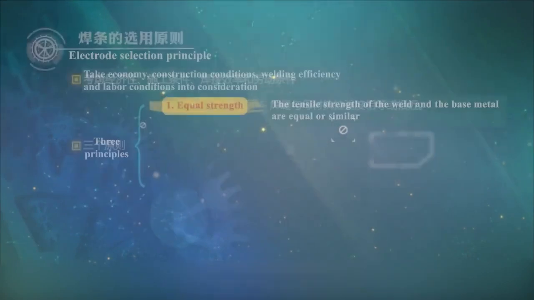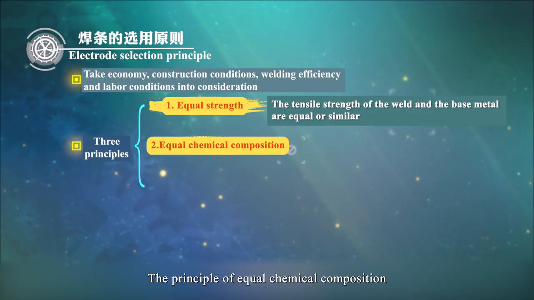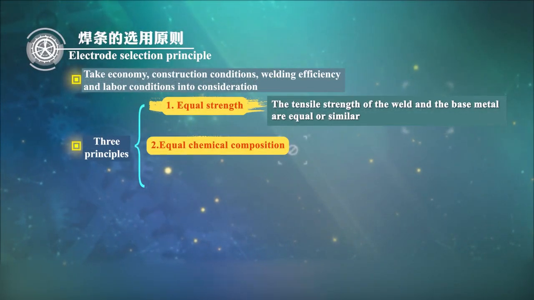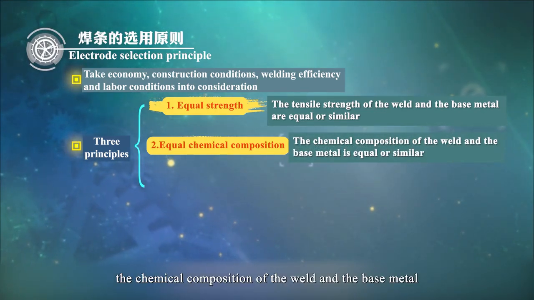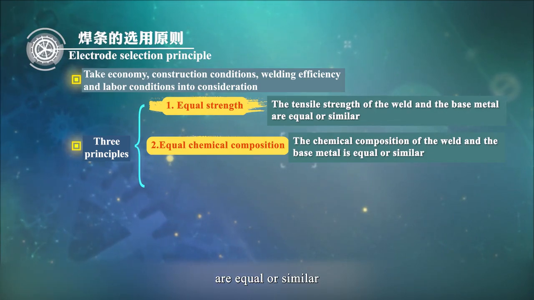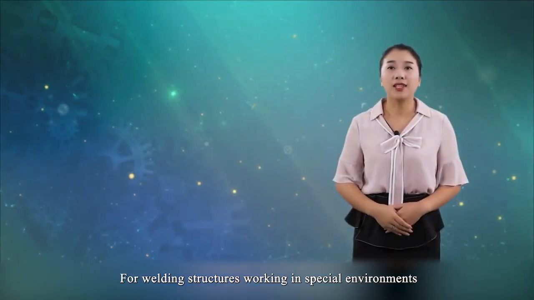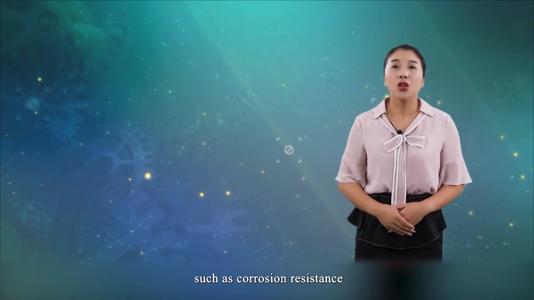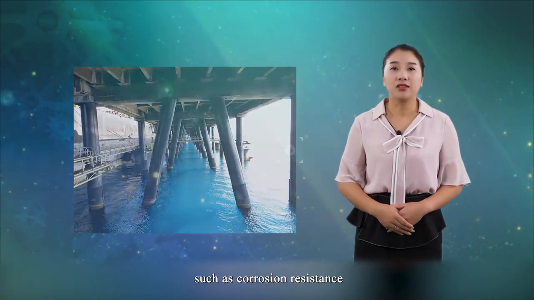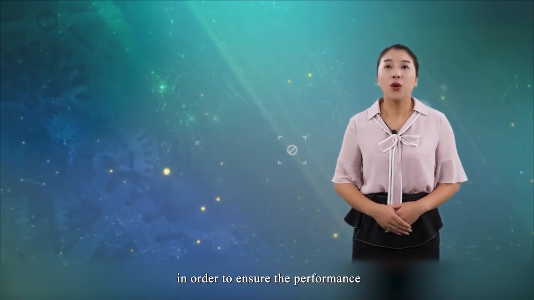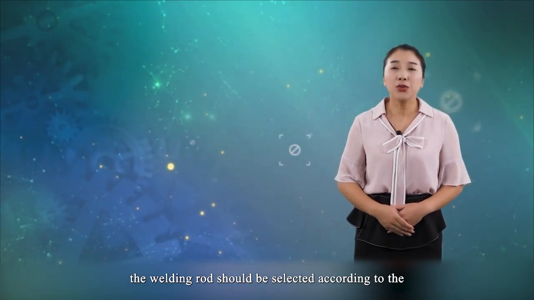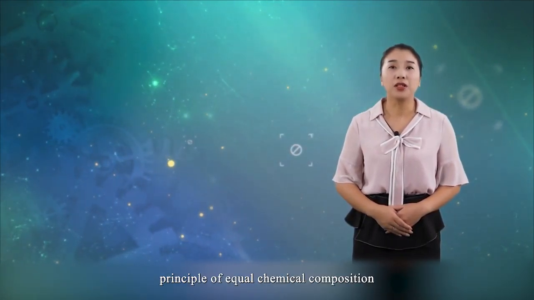Second, the principle of equal chemical composition, that is, the chemical composition of the weld and the base metal are equal or similar. For welding structures working in special environments, such as corrosion resistance, high temperature, or low temperature, in order to ensure the performance, the welding rod should be selected according to the principle of equal chemical composition.